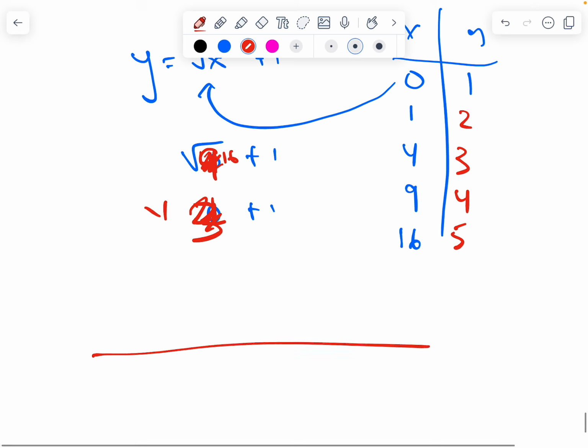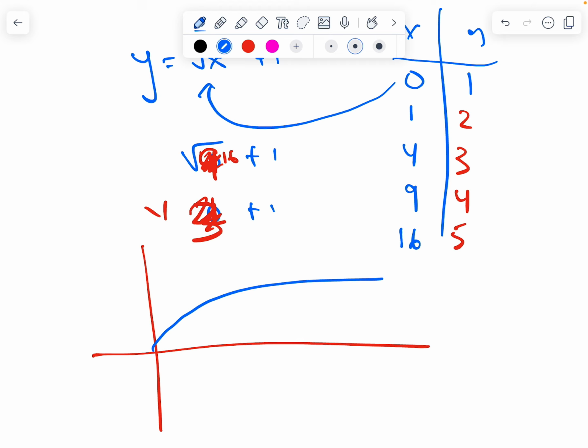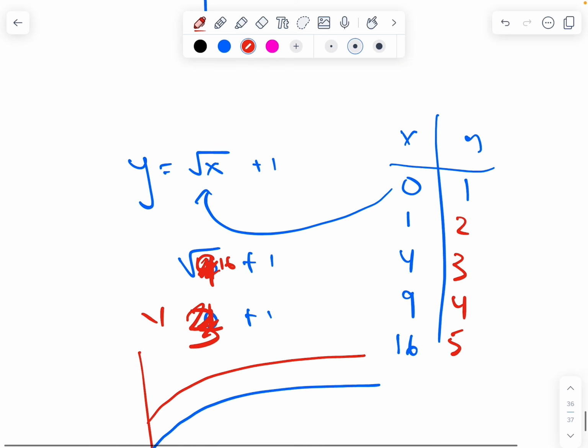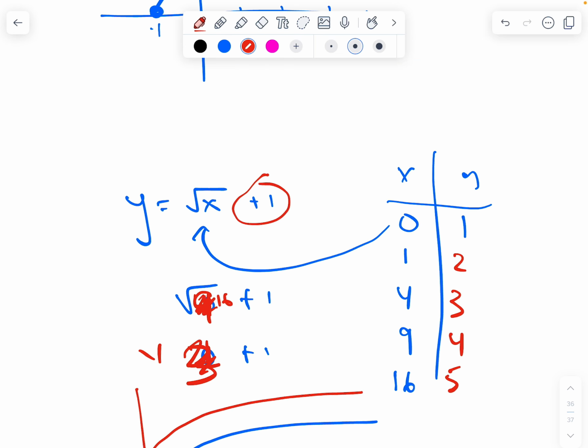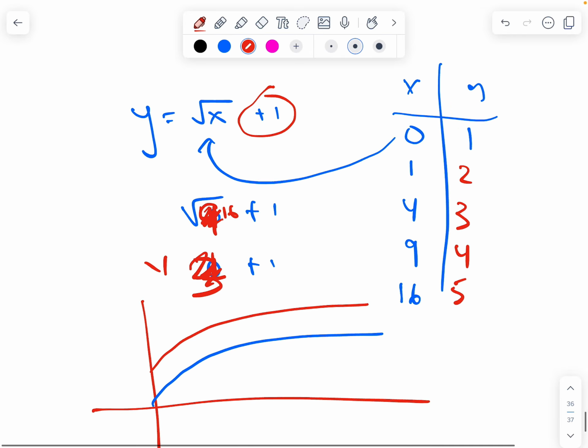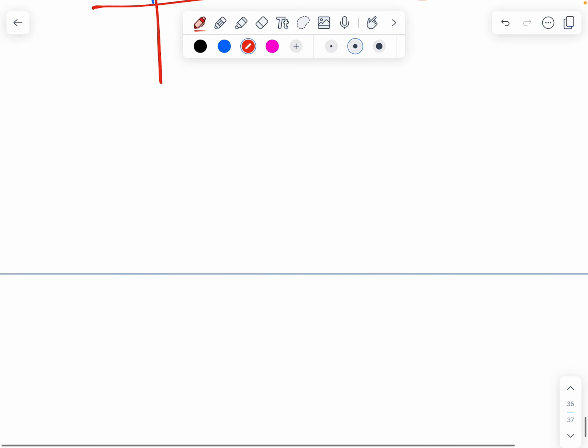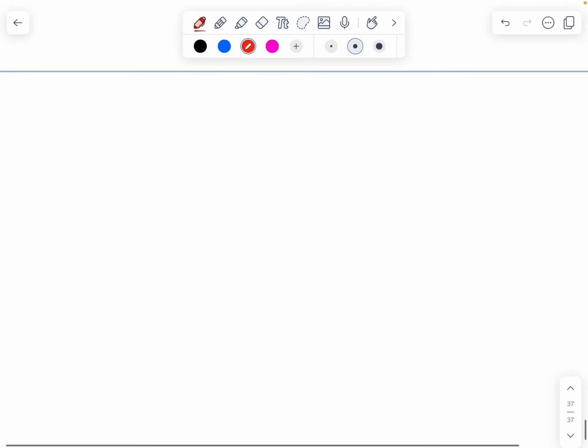So when I graph it, how is that different? Well, if this is my original function, then with this new one, everything gets raised 1 higher. So it goes like this. So what that plus 1 outside of the square root does is it lifts it up by 1 unit. Okay, so the pattern here is this.